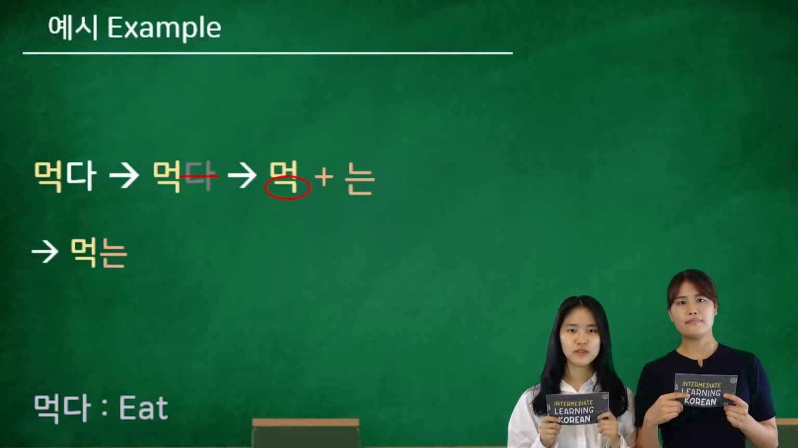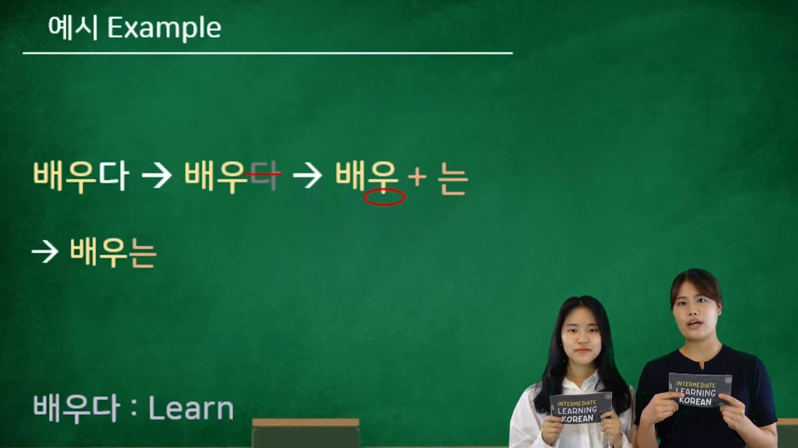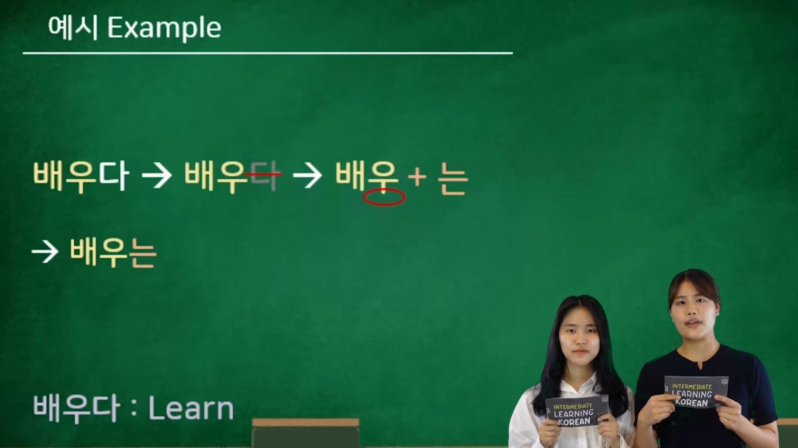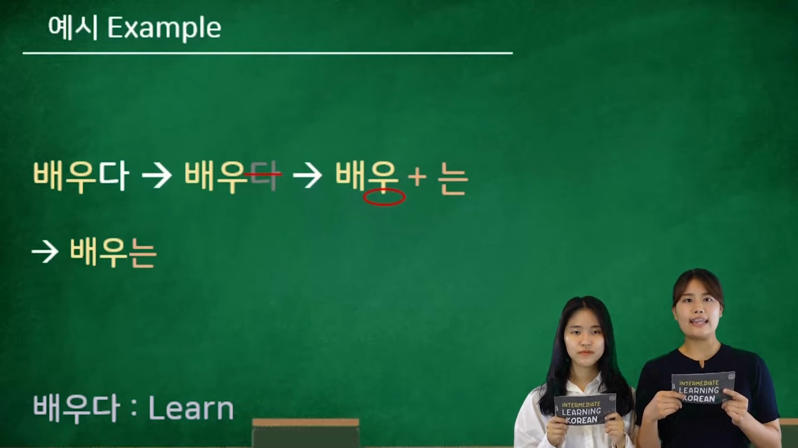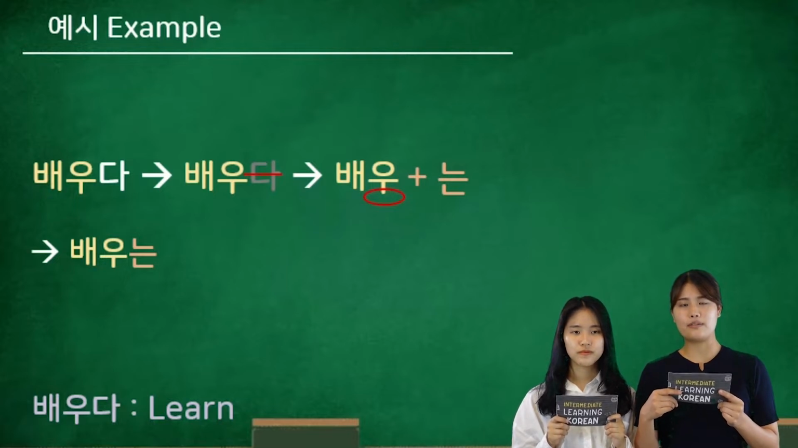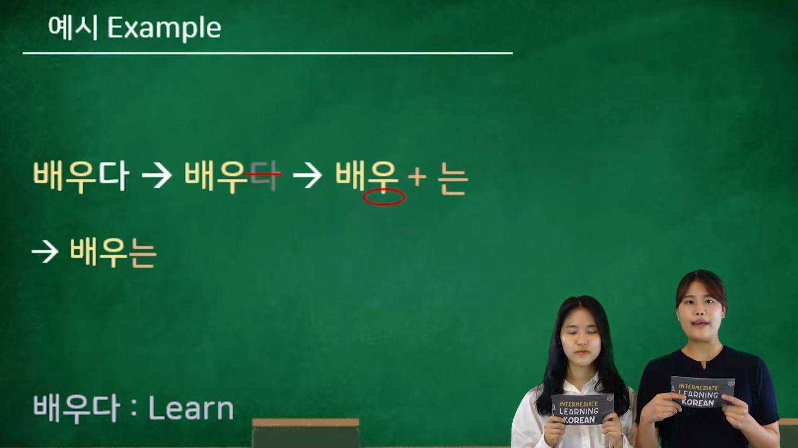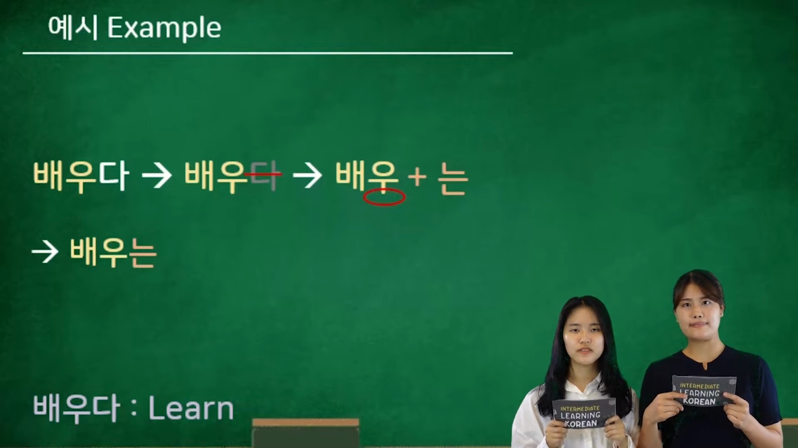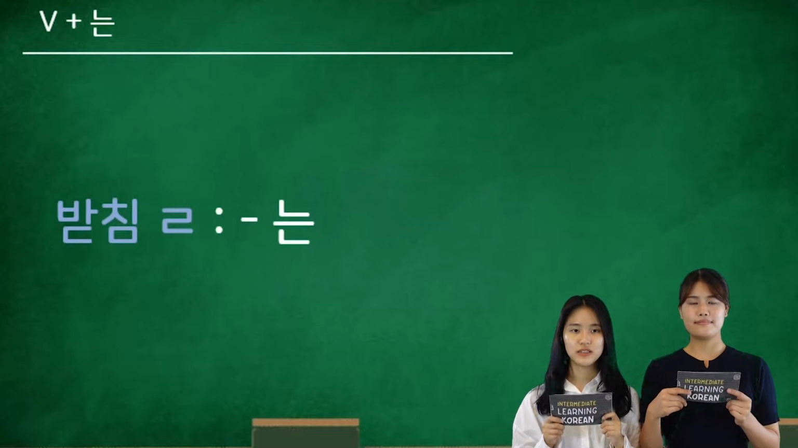Then it becomes 먹는. Now let's look at verbs without a final consonant. For example, if you see the verb 배우다, first delete 다. Then you see that there is no final consonant in the stem of the verb. Then we can use 는 after it. So it becomes 배우는.